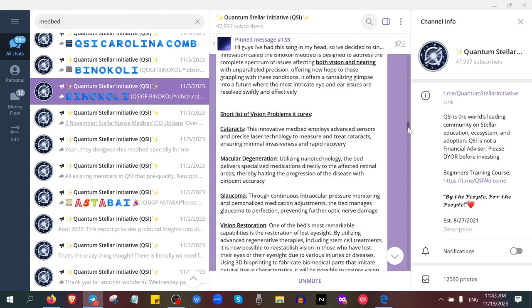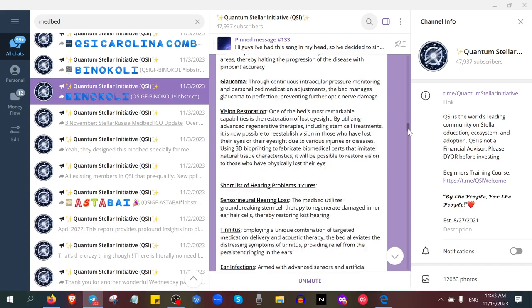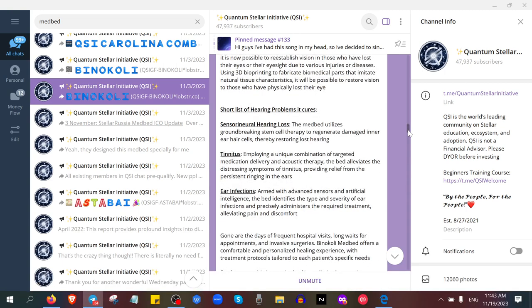Short list of vision problems it cures: cataracts, macular degeneration, glaucoma, vision restoration. Short list of hearing problems it cures: sensorineural hearing loss, tinnitus, ear infections.